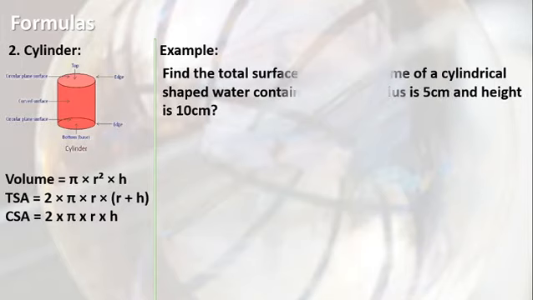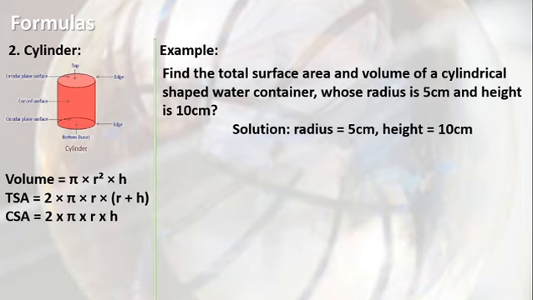Perhaps we can look at an example as well under the cylinder. The example here says find the total surface area and volume of a cylindrical shaped water container whose radius is 5 centimeters and height is 10 centimeters. So we do have a cylinder, and the radius is 5 centimeters and the height is 10 centimeters. We are told to find the TSA.